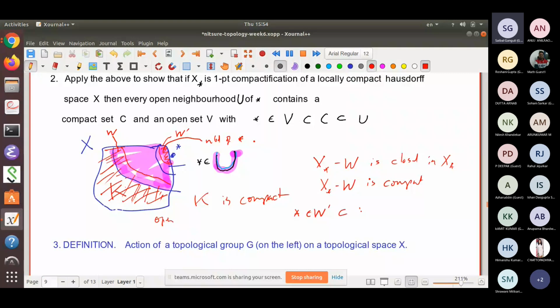which is contained in X star minus W, which is contained in X star minus K. So this was the given open neighborhood you started with. This is a compact set we created, and inside that there's a neighborhood, and inside that there's a point. So we have shown that it's locally compact at infinity. This was the proof that I just studied, and so I have given it to you.